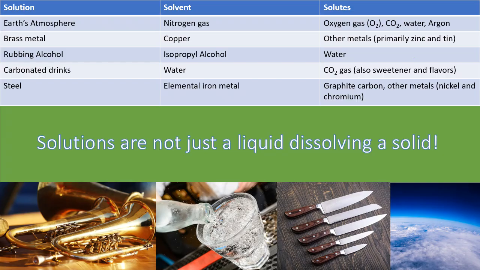So here on this slide we have examples of the common solutions that people may have contact or experience with but may not realize are actually solutions. The first one that you see there was mentioned on the previous slide. Earth's atmosphere is about 78% nitrogen, so that would be our solvent. And the solutes you see are things like oxygen gas, which is the important part of the atmosphere, and that's the part we need. Our atmosphere generally sits at about 20% oxygen gas.